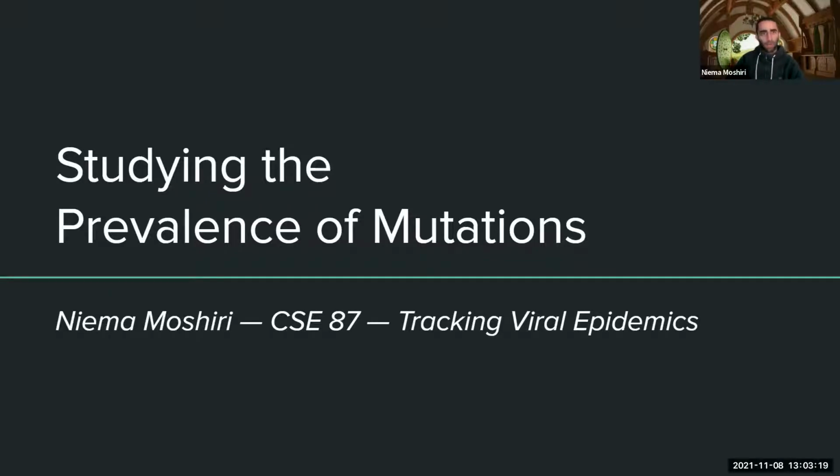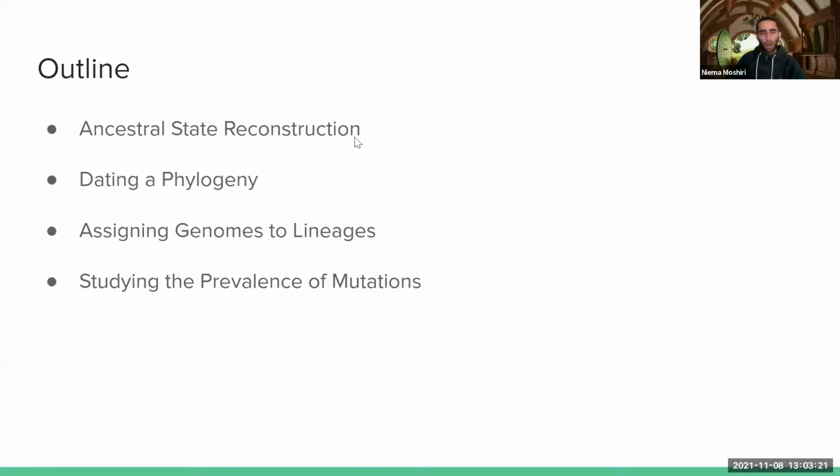And the topics that we're going to talk about today, first is this computational topic of ancestral state reconstruction that I'll tell you what that means. Then the next one is called dating of phylogeny, not like dating like social, but dating like putting dates, like times, on a phylogeny. Then we're going to talk about assigning genomes to lineages. And lastly, we're going to talk about how do we actually study the prevalence of mutations. So first, ancestral state reconstruction.